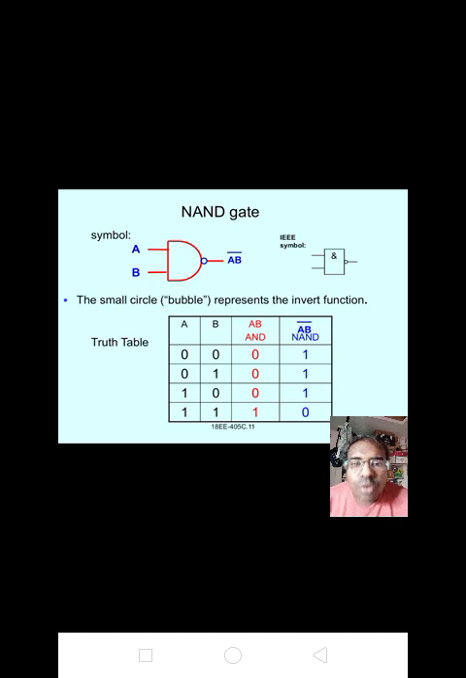Now draw the IEEE symbol and truth table for the NAND gate in your notebook. Afterwards, send it to me on WhatsApp.